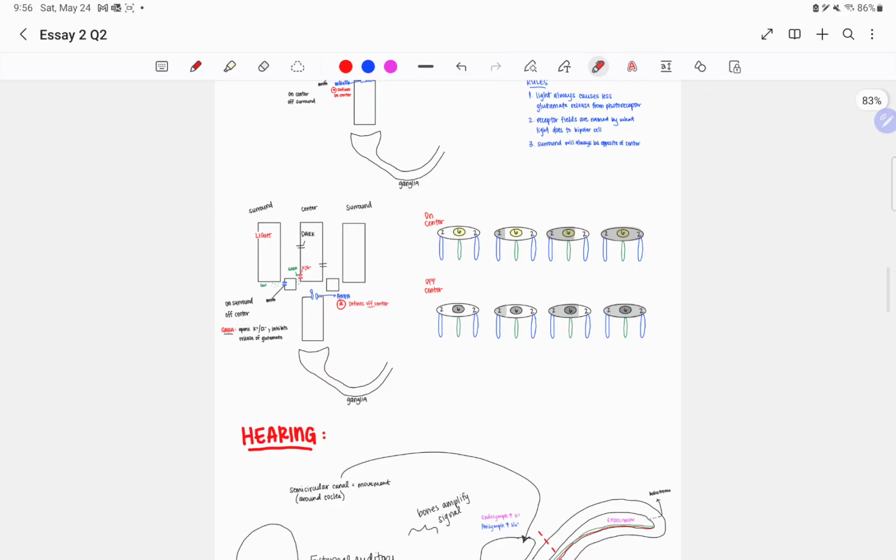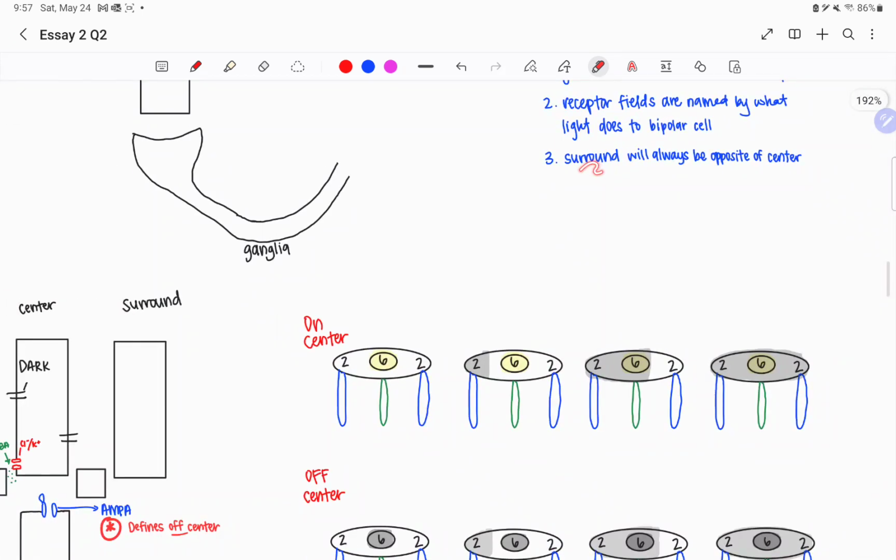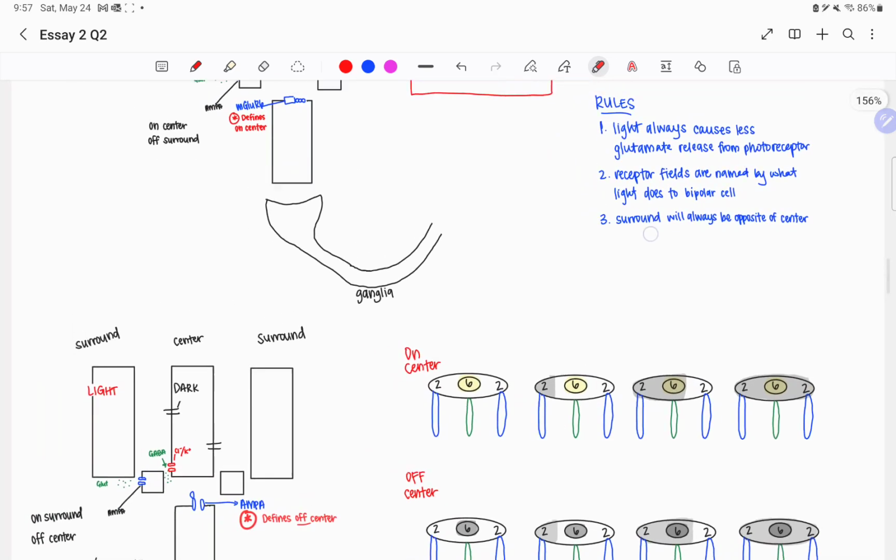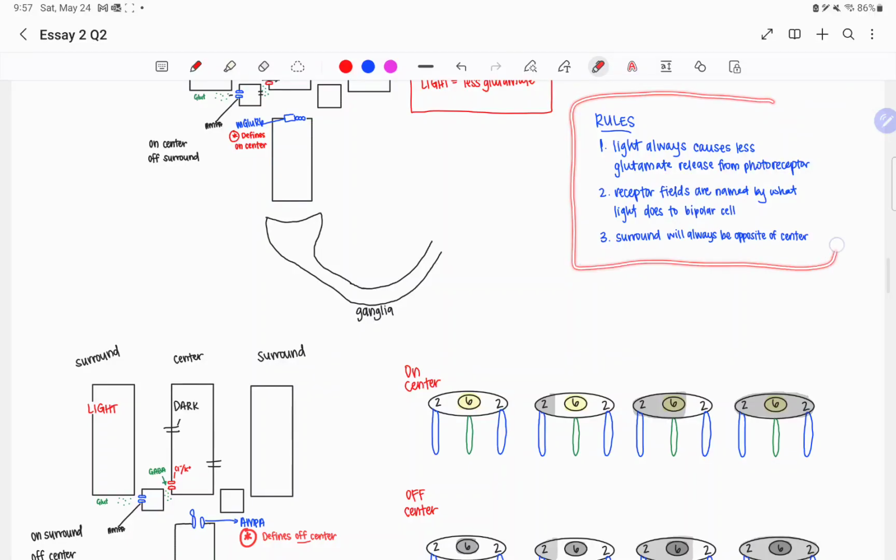I hope that makes sense. Like I said, this took me a lot of time, a lot of study, a lot of reading, going to tutors to figure out. But once you get it, it really makes sense. So put the time in and you'll get it. And then the last little rule was surround will always be opposite of center. You'll never have on center and on surround. It'll always be on center, off surround, or off center, on surround. Okay, so those are kind of the rules here.